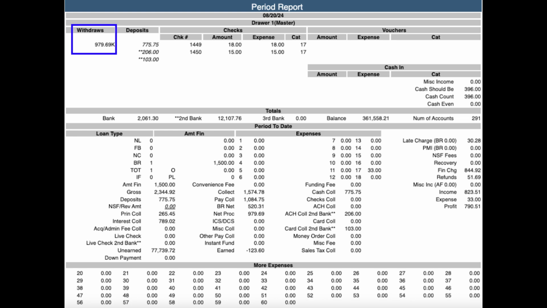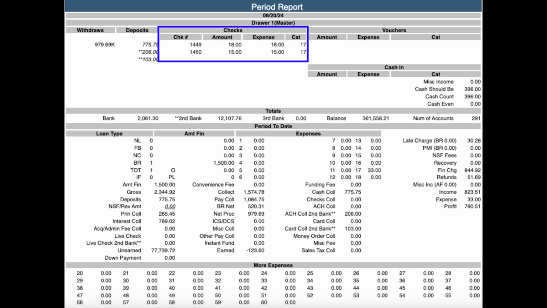NSF checks are also recorded in the withdraws column. Deposits. The deposits column consists of the office's daily deposit. A cash deposit increases the bank balance and decreases the cash should be for the day. Auto deposits of non-cash payments like cards, checks, and money orders are also shown here.